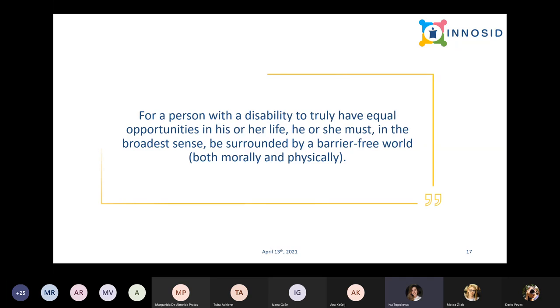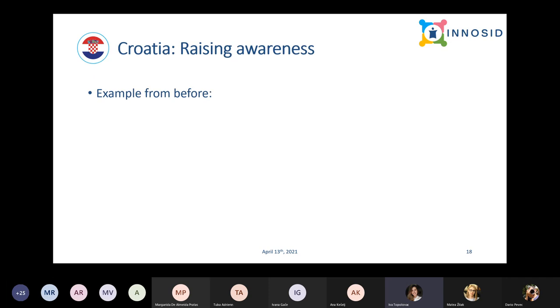Yet another sentence I have found inspiring, perhaps, is that for a person with a disability to truly have equal opportunities in his or her life, he or she must, in the broadest sense, be surrounded by a barrier-free world. Well, the point is actually to remind ourselves that we are the ones that can make this world a barrier-free world, and we are the ones that need to change in order to change the world. A bit of a cliche.